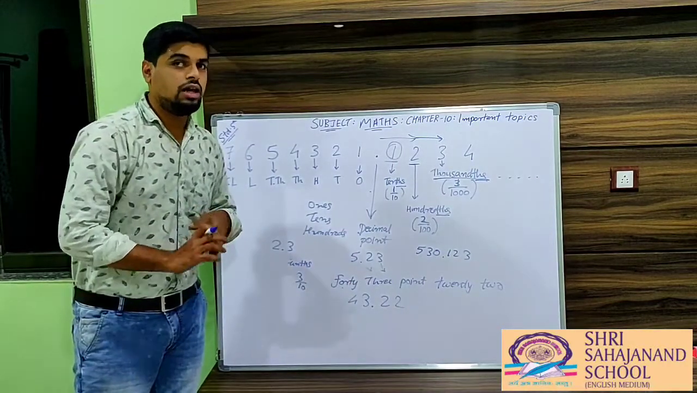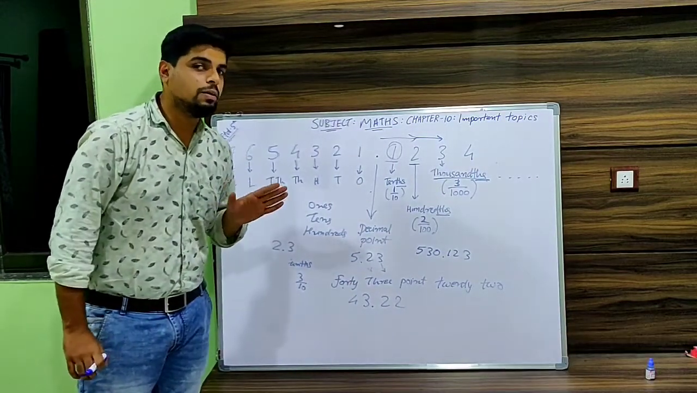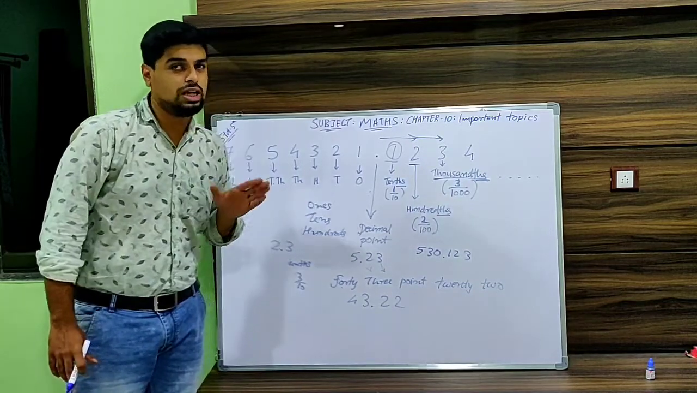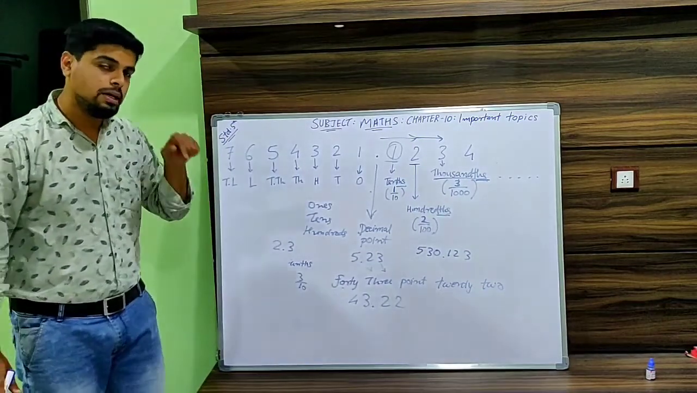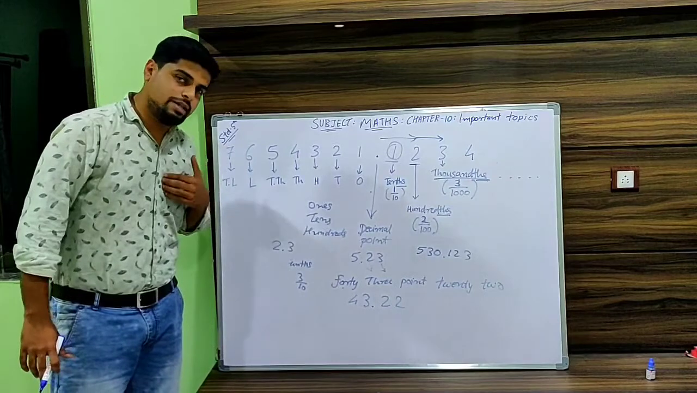Is it clear? Are all the concepts about decimal points clear or not? If anyone still has any doubt, please comment down below or you can message me.